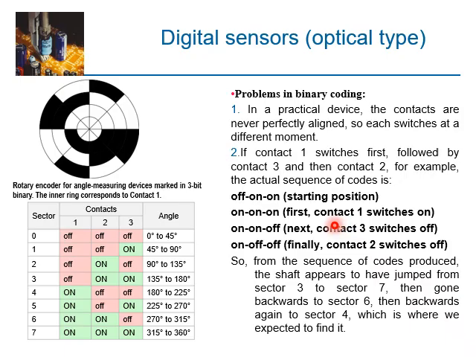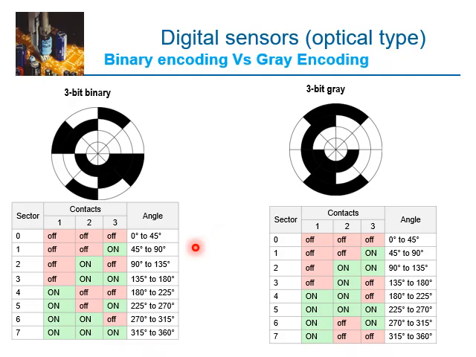To overcome this problem, something called gray coding has been invented. In gray coding, you can see this is binary coding, and this is 3-bit binary, 3-bit gray. Here, for an adjacent segment, you change only one digit, one bit. So you don't do any simultaneous multiple-bit change for adjacent segments like 1 to 2 or 2 to 3, 3 to 4. You don't change multiple bits, multiple digits. So that's why you use gray coding.